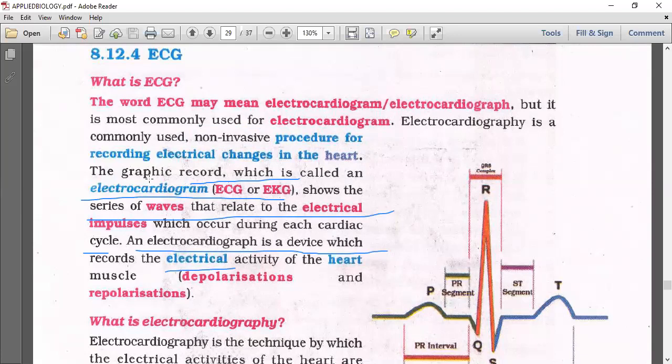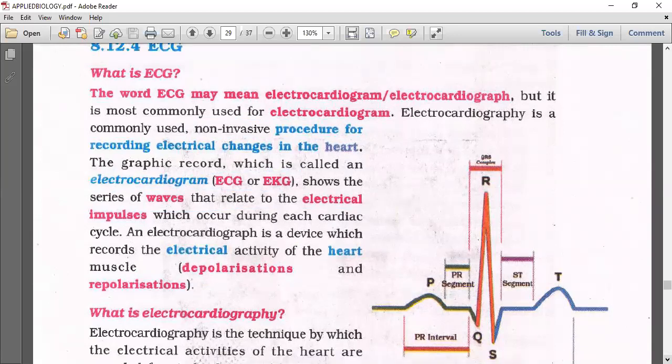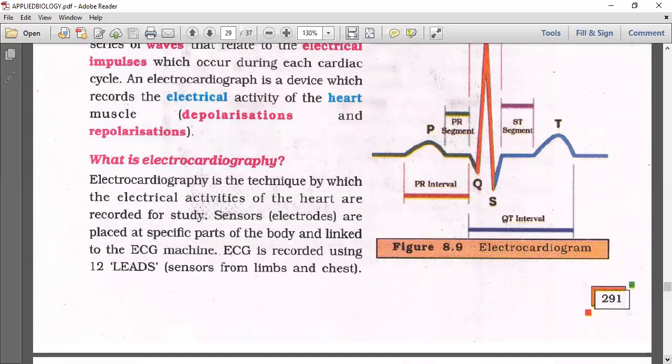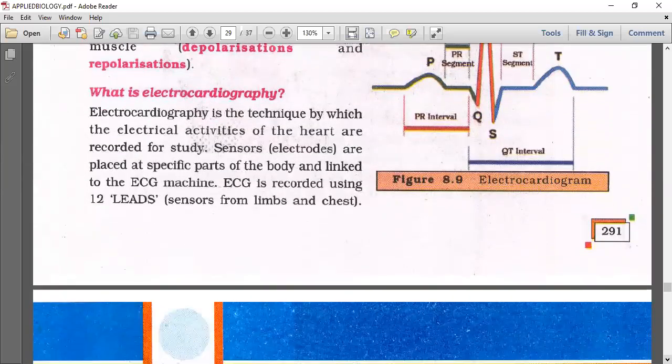What do you call depolarization and repolarization? Okay, what is electrocardiography? Electrocardiography is a technique by which the electrical activities of the heart are recorded for study. The sensors, electrodes, are placed at specific parts of the body and linked to the ECG machine.